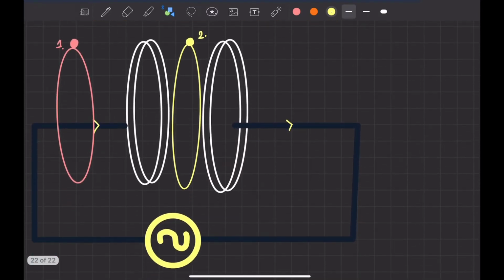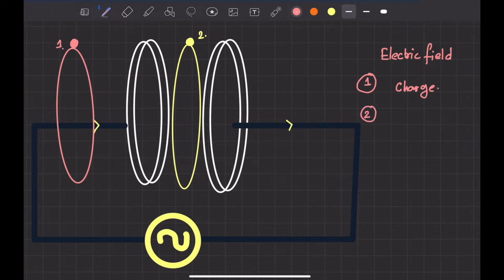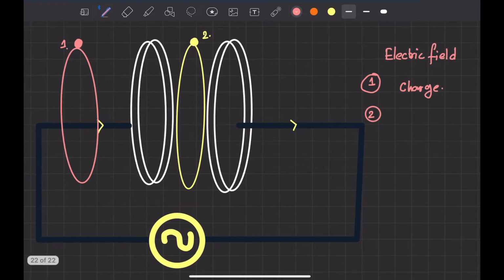Okay, let's first write down this one. The electric field can be produced. If I ask you, electric field can be produced in two ways, right? Number one, you will say that static charge can produce electric field. And number two, you will say that it is the rate of change of magnetic flux, right?